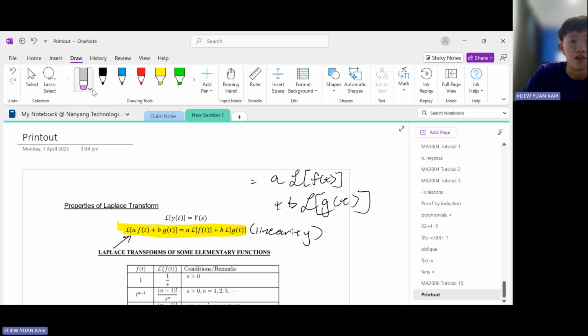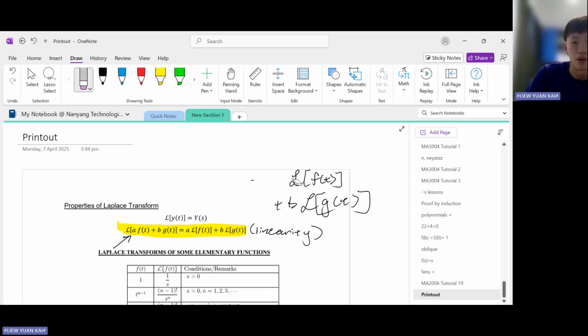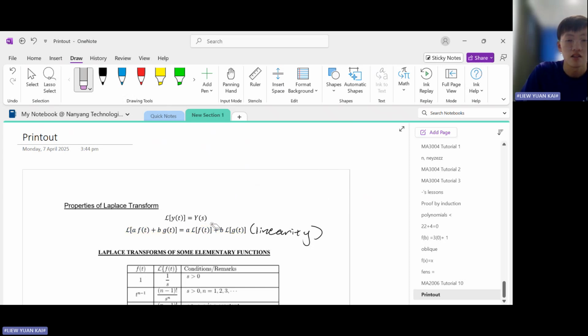So if I give you, for example, Laplace transform of t f(t), you cannot pull this t outside here. You cannot do that because t is a variable, not a constant. So you cannot just pull it out like that. So this property only works for constants. Okay, so that's the linearity of the Laplace transform.